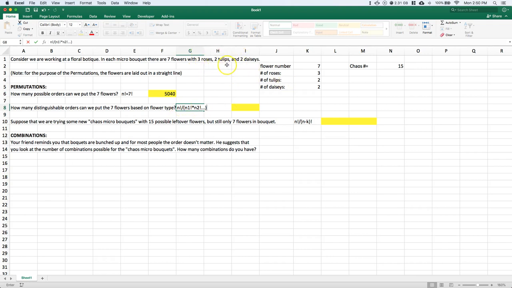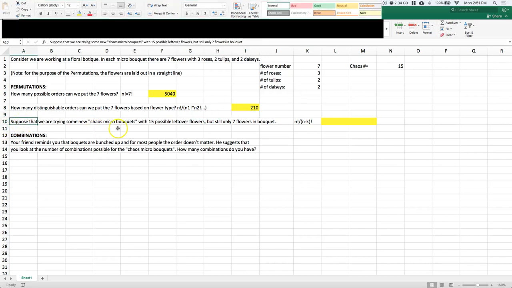We have three different types of flowers here: three roses, two tulips, and two daisies. So if we want to know how many distinguishable orders we can put these in based on their flower type, we would say factorial 7 divided by, let's put a parenthesis, we have to put all of this in the denominator, factorial of roses multiplied by factorial of the tulips multiplied by the factorial of the daisies. We hit enter, and we have 210 possible distinguishable outcomes based on flower type. We put them in like rose, tulip, and daisy, and continue on for the total seven, but we want to know how many distinguishable outcomes we have. We've got these repeats of roses, tulips, and daisies, and it takes those into account.